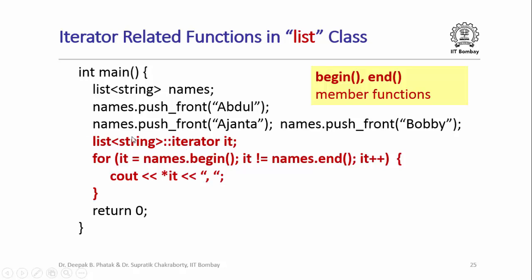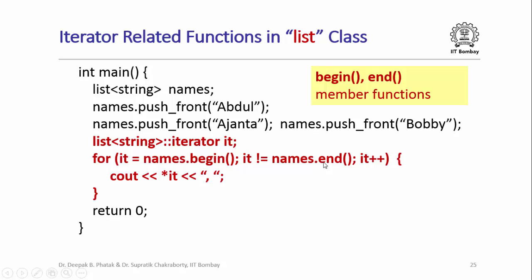So I say iterator of the list class instantiated with the data type string, and I call that iterator IT. And now I'm going to iterate through this list using this iterator IT. And how am I going to do that? Through the simple for loop where IT is initialized to names.begin. So basically this will return an abstract pointer to the first element, the element at the front of the list. And when I do IT++, I will be advancing through this list using the forward links.